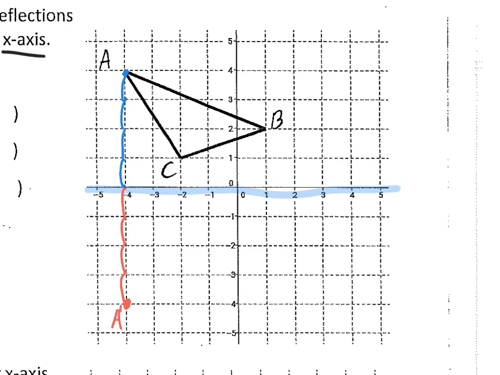Looking at B, here's point B, and B is 1, 2 away from the x-axis. So B prime would also be 1, 2 away from the x-axis. And finally, here's C. C is 1 away, so I would expect C prime to also be 1 away. Now, if I connect the dots on these, you can see that I've got the same shape, same size. They're actually congruent, but they are just mirror opposites of each other.